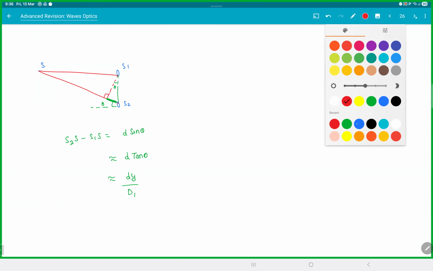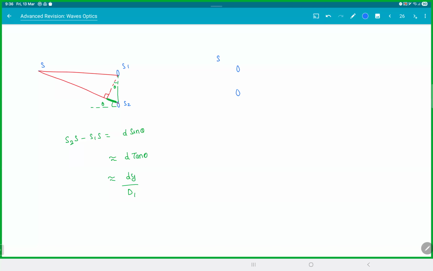The same thing you will, that's what we did in YDSE. So the S1, S2, this is point P. Same story, you're dropping a perpendicular. This is, let's call it some theta dash.